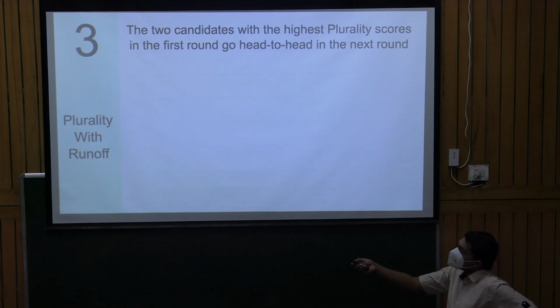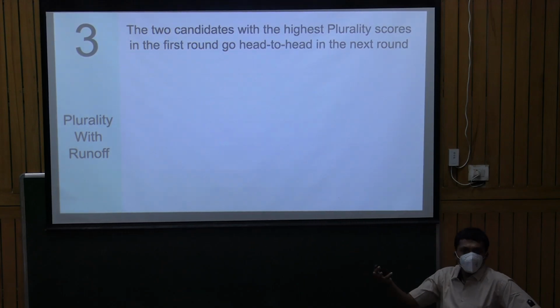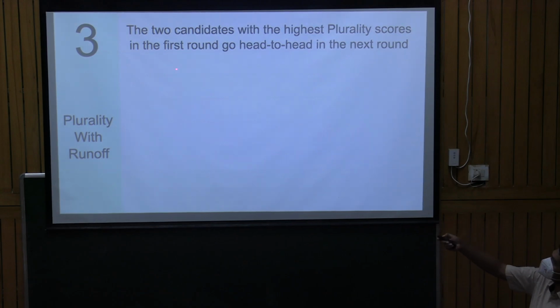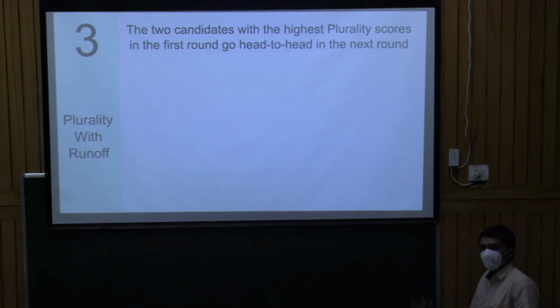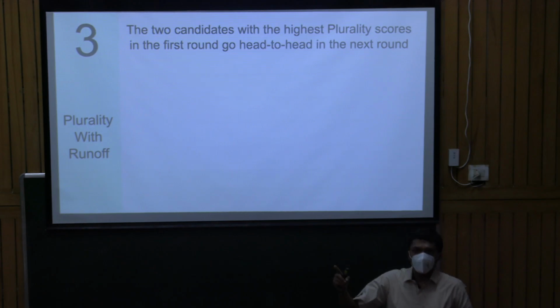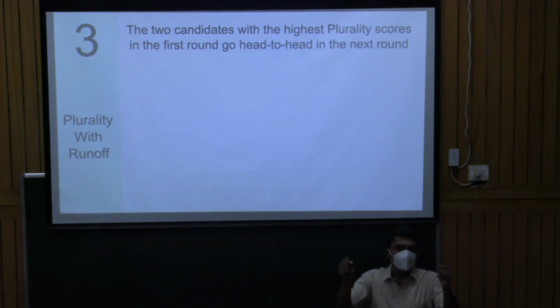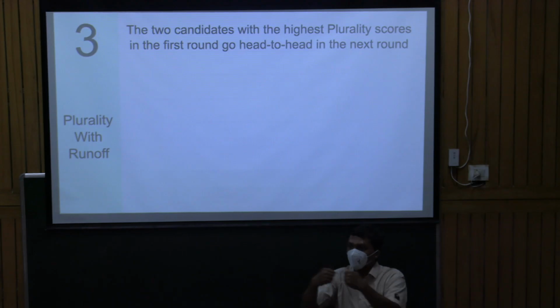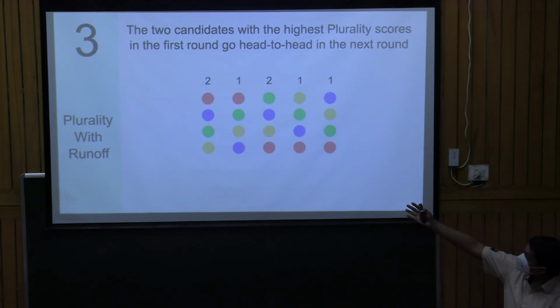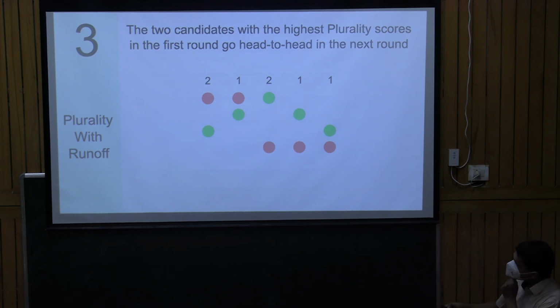There's plurality in its name, so at some point that will have to play a role. The way this rule works is it looks at the two candidates with the highest plurality scores. So again, it's going to compute plurality scores, but now it's not going to just select one winner. It's going to pick the two candidates with the highest scores and then do a head-to-head clash between them. So it's a two-round rule. Suppose my input looks like this.